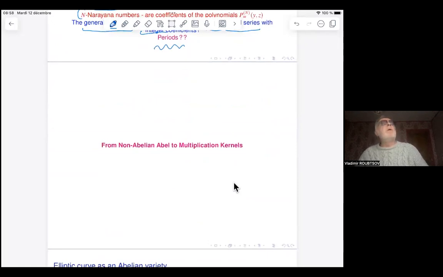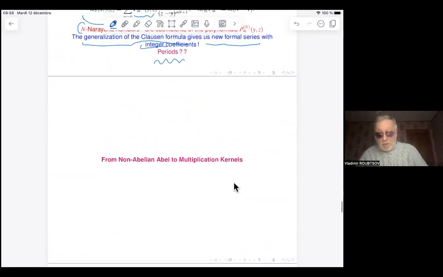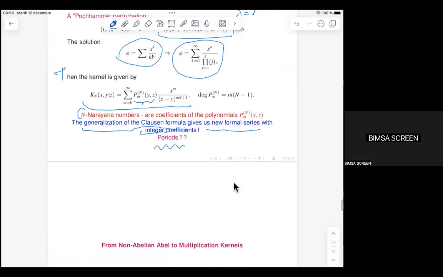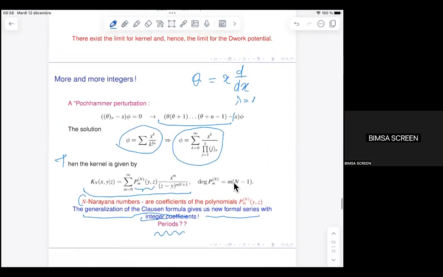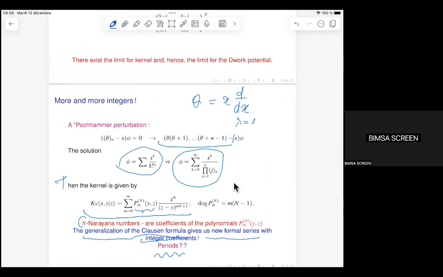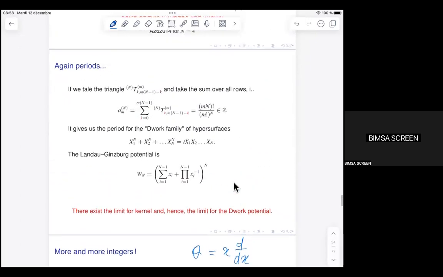Please, any questions for this part? Any comments? Any questions? Maybe. Oh, okay. I just wonder where the Gromov-Witten invariants are. And you mentioned some kind of instanton numbers, or what? What kind of instanton numbers?